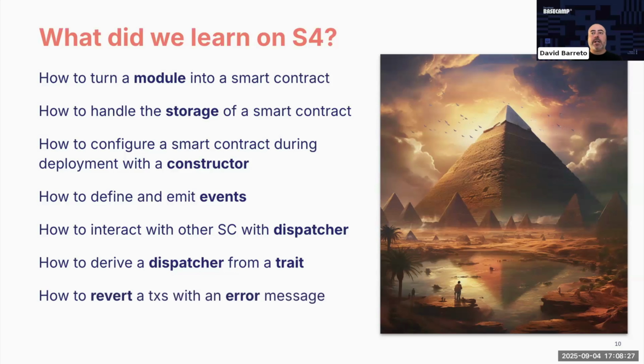We also saw how to revert a transaction with an error message, right? And this was the underflow protection that we defined. Whenever the counter tried to go below 0, we showed you how to throw an error with an assert, and that will in turn revert the transaction and show the error message as received.